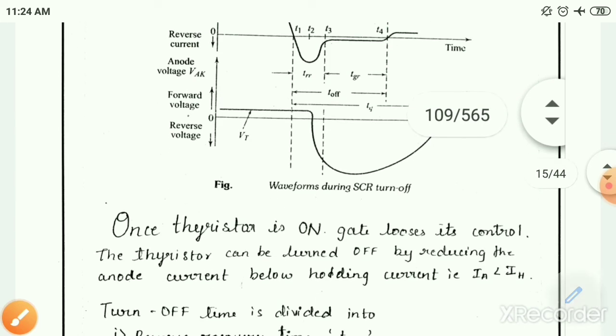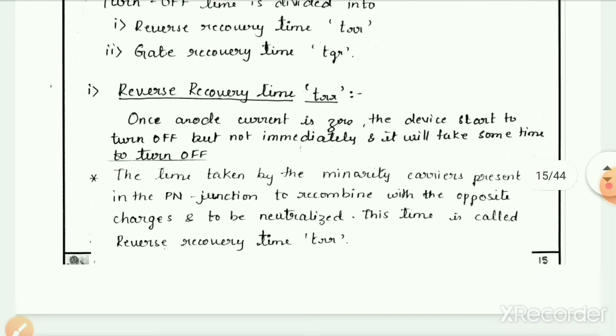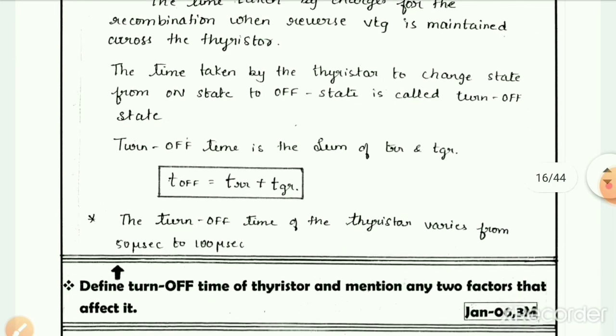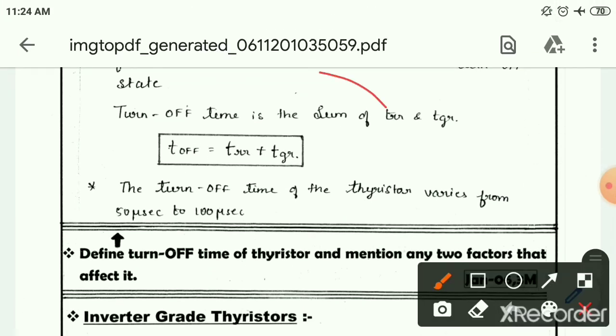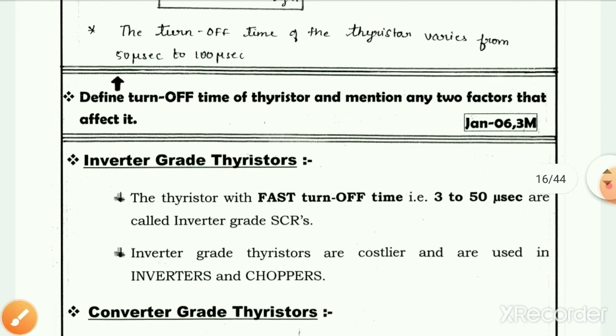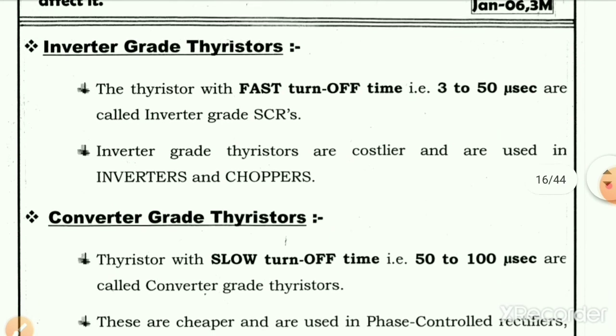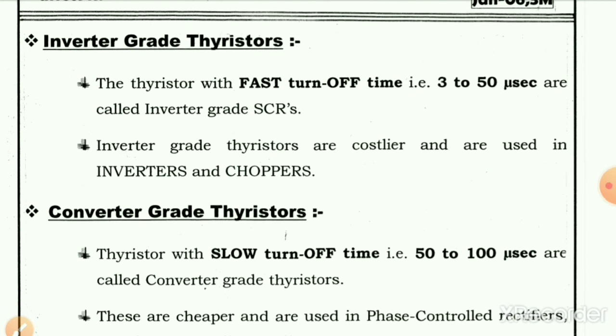It is divided into two times: reverse recovery time and gate recovery time. The reverse recovery time is already defined and the gate recovery time is also defined. So the turn off time is the sum of reverse recovery time and gate recovery time. In addition, we have inverter grade and converter grade thyristors. The inverter grade has a very fast turn off time of the order of 3 to 50 microseconds.